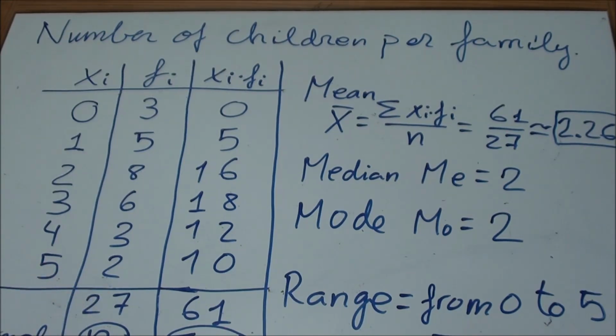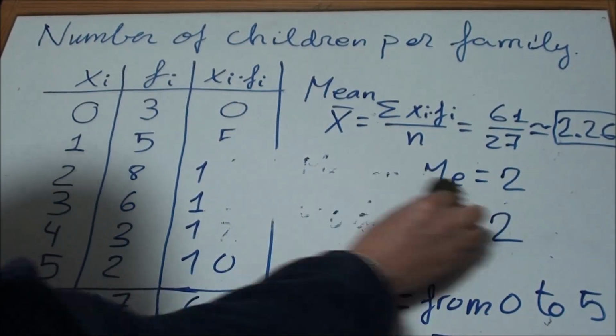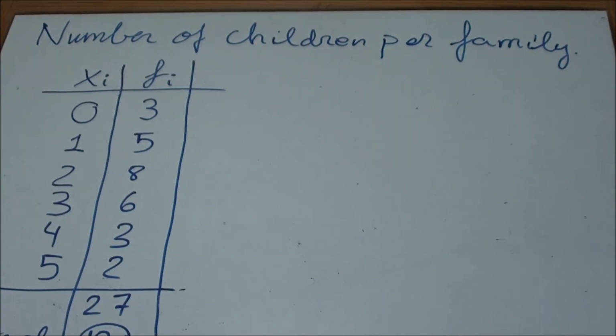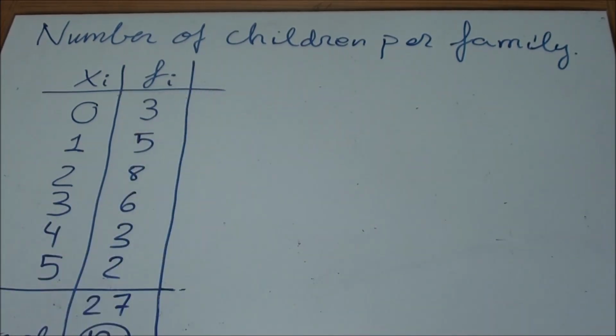So now we are going to make a graph. The appropriate graph for this type of variable, a quantitative discrete variable, is a bar chart. So we are going to make a bar chart. We don't need this part here, so I'm going to erase here. And here we are going to make our bar chart.